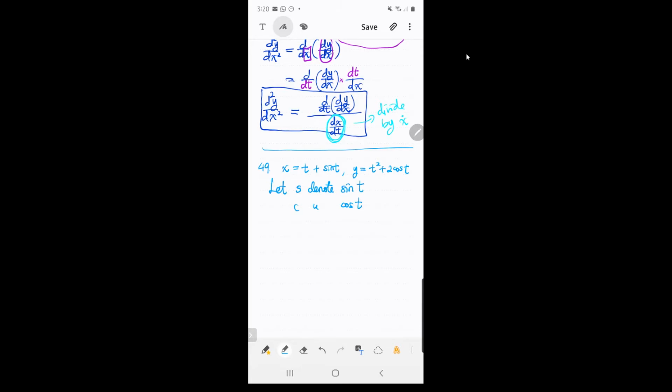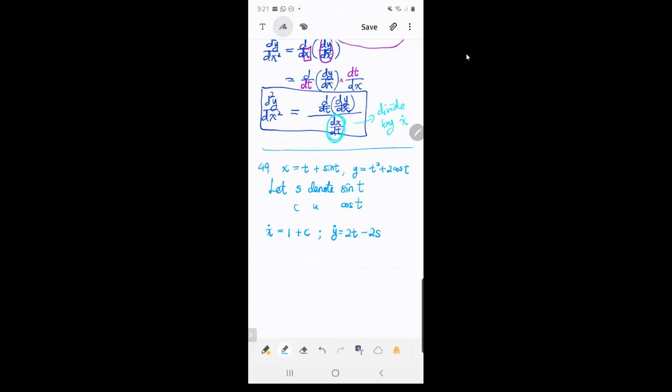So now we can start with x dot. The x dot means the dx dt. Differentiating t, you get 1. Differentiating sine, you get cos. So you have x dot equals 1 plus c. Furthermore, you can proceed with y dot. So y dot is equal to, differentiating t squared, you get 2t. Differentiating 2 cos t, you get minus 2 sine t.